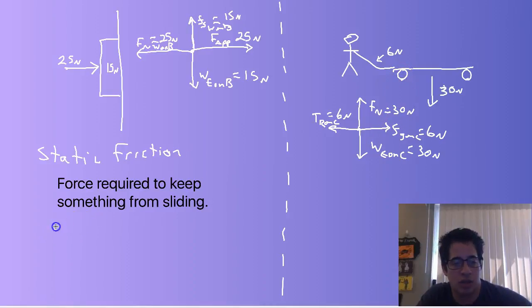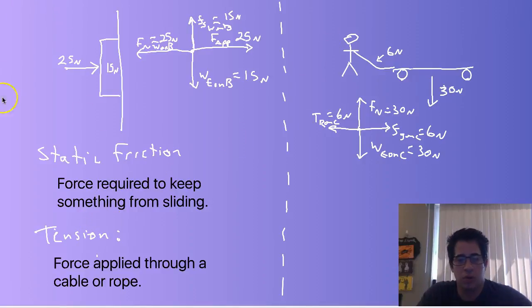Okay, so this last force is tension, and tension is just the force that is carried through a cable or a rope. We'll say a force applied through a cable or a rope. And so these are the kinds of forces we're going to start out with. There are other forces that exist. I'm sure you could think of some, but some we'll get to later, and some we unfortunately won't be able to discuss this year.